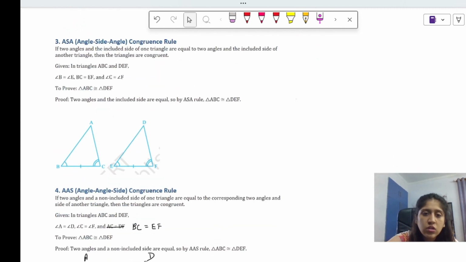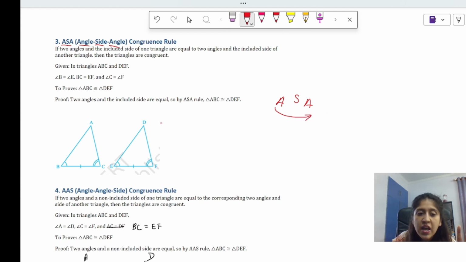All right, let's go to the third property. ठीक है, so third property is ASA. ASA is angle, side, angle. मतलब क्या हुआ? Angle of one triangle is equal to angle of another triangle and then side is equal and then angle is equal, and this should be consecutive. I hope मेरा word समझ में आ रहा है.